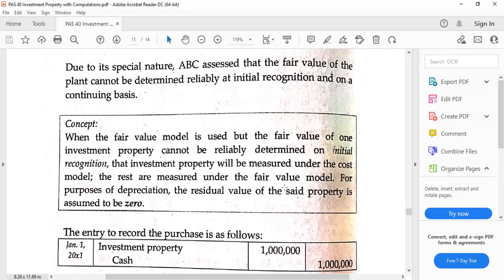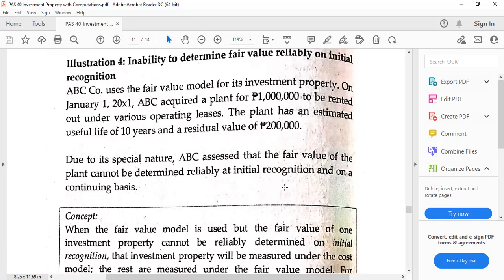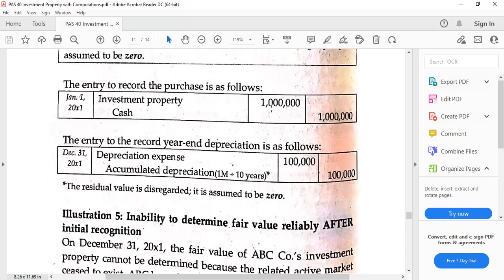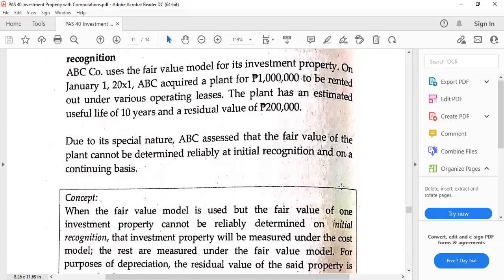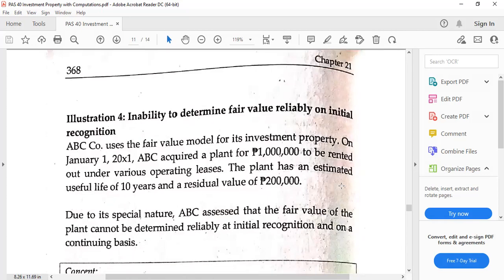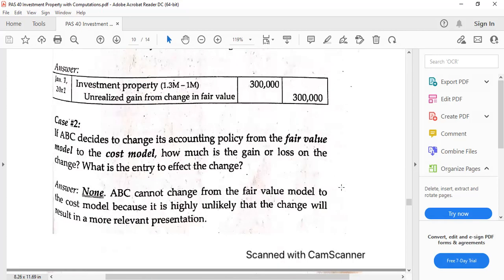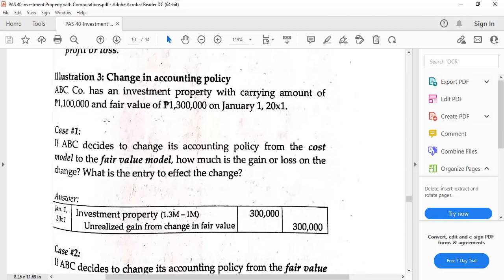Then the rest, fair value model. But for the purposes of depreciation, the residual or scrap or salvage value is assumed to be zero, even if there is actually one in this problem. So in that case, that would be 1 million cost, and disregard the residual value of 200,000. So still 1 million divided by 10. That will be the depreciation expense. And as soon as we can determine the fair value the next time, then follow the concepts here for case number 1, especially the journal entry and amount.